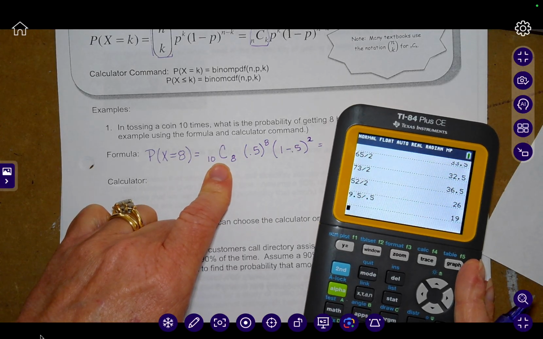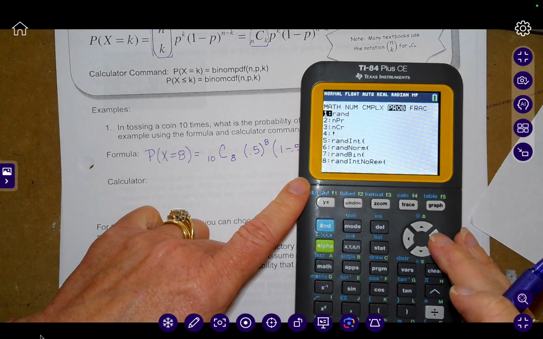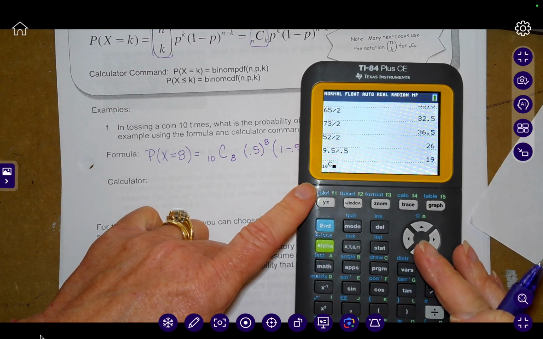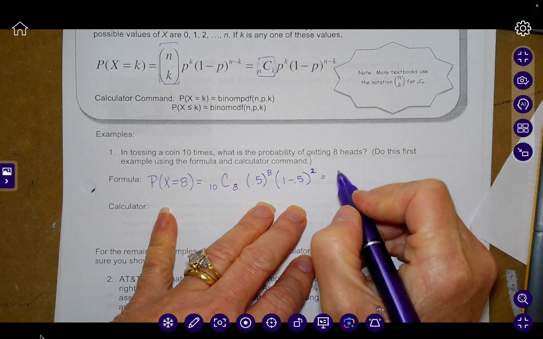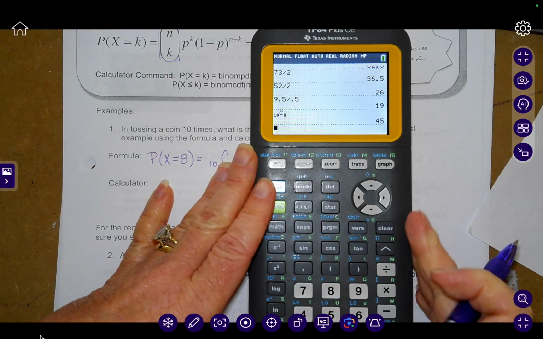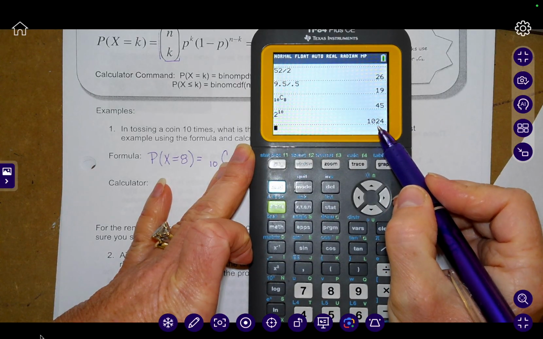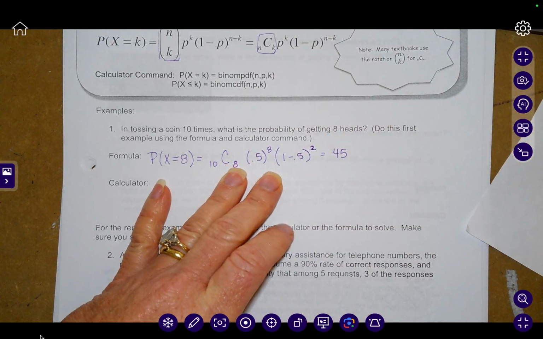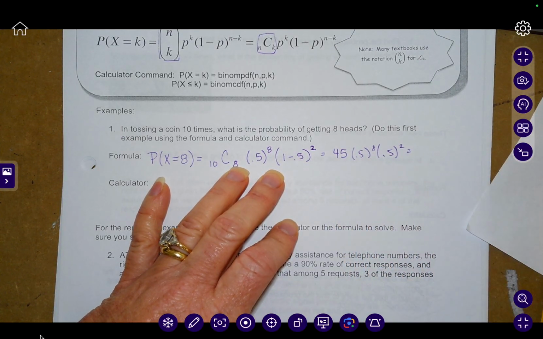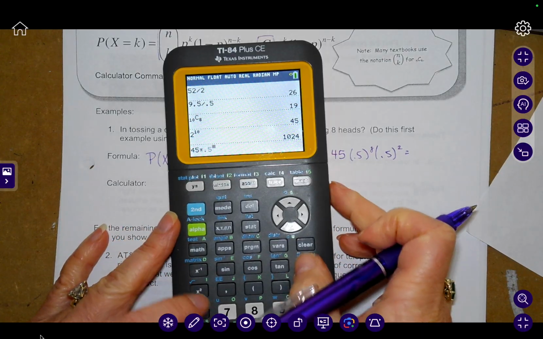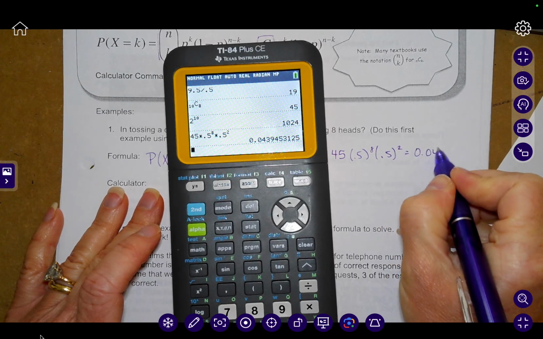So what you do in your calculator is you type 10, you go to the math button, you go over to the PROB, you go down to number 3, and then you hit 8, press enter, you get 45. So if you toss a coin 10 times, there's 1,024 arrangements. 45 of those arrangements have 8 heads. So this is 45 times 0.5 to the 8th times 0.5 to the 2nd. So that is your answer right there.